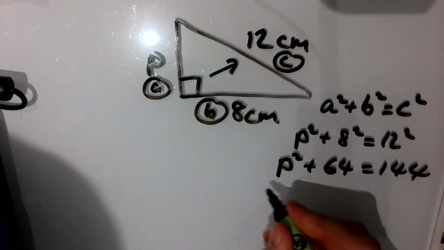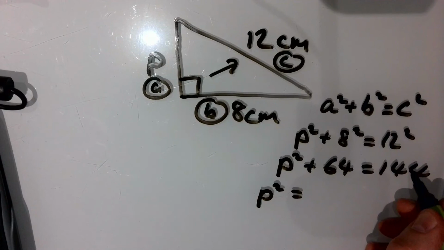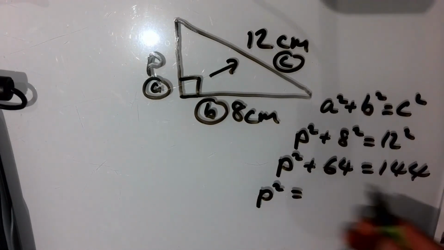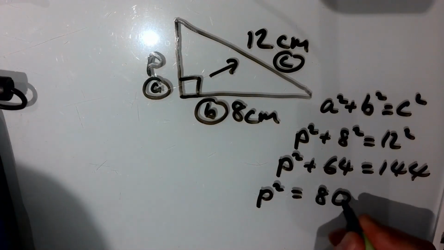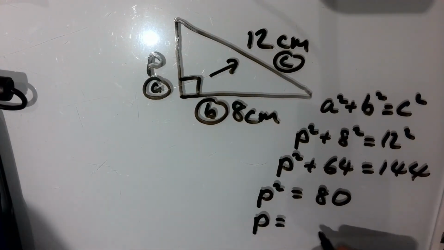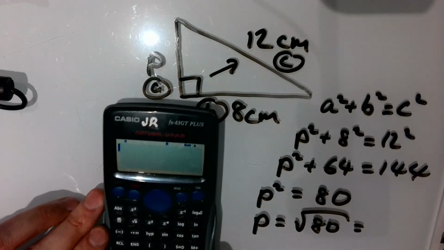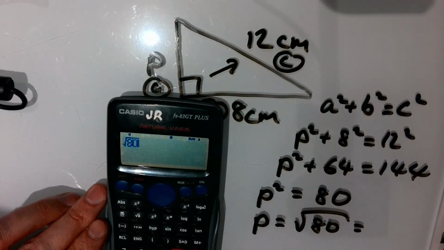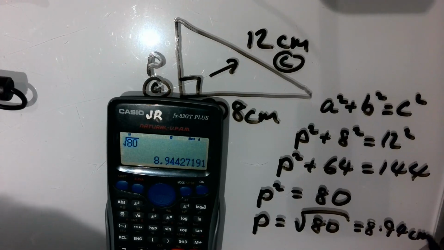Again, I hope you see, to work out the p squared, we're going to have to take away 64 from 144. We're taking away 64 from both sides here. If we take away that, we're going to get 80. So p equals the square root of 80. Again, let's put that in our calculator. Square root of 80 equals, and our answer then is going to be 8.94 centimeters.